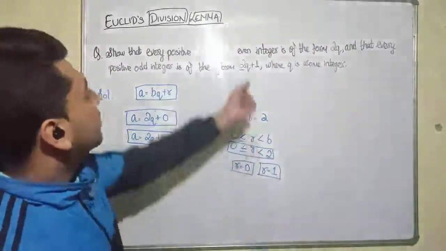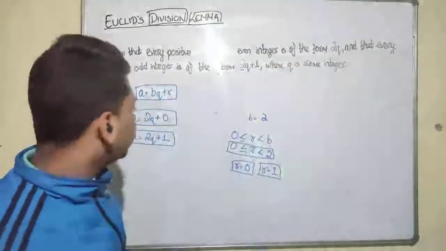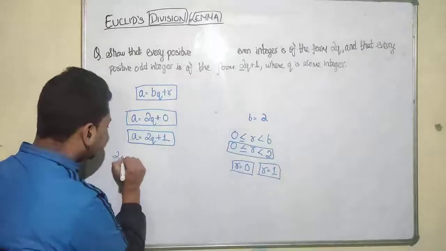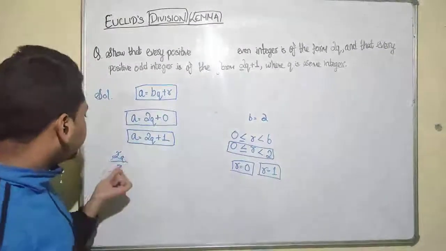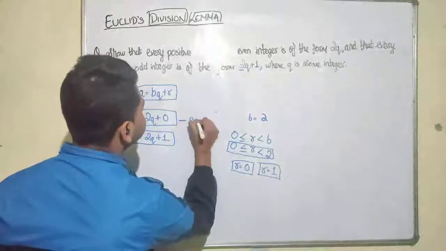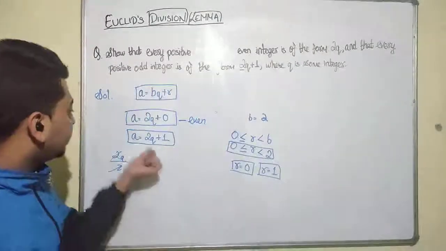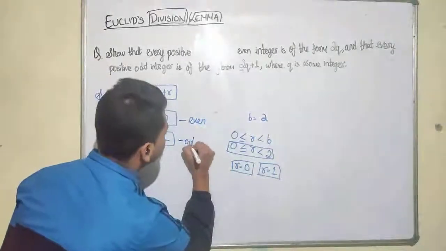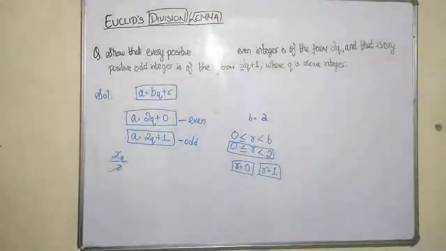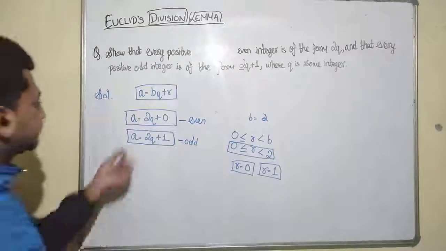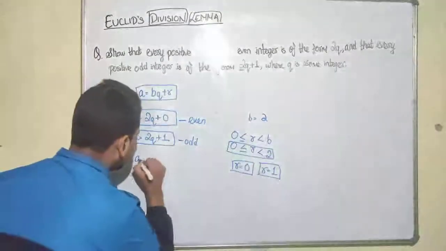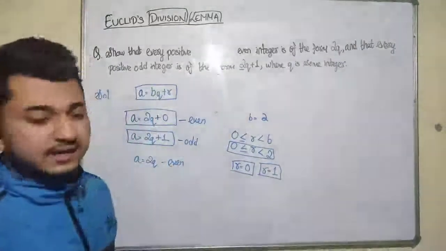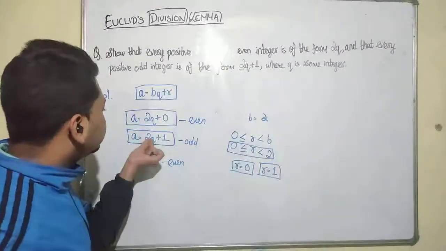We were asked that an even integer is of the form 2q. Even means it can be divided by 2, right? So we can divide 2q by 2, so it is even. And we can't cut 2q plus 1 by 2 because 1 stays, so it is odd, right? So I think we have proven this question. We know that 2q plus 0 can be written as a is equals to 2q, and a is equals to 2q is even, and a is equals to 2q plus 1 is odd.